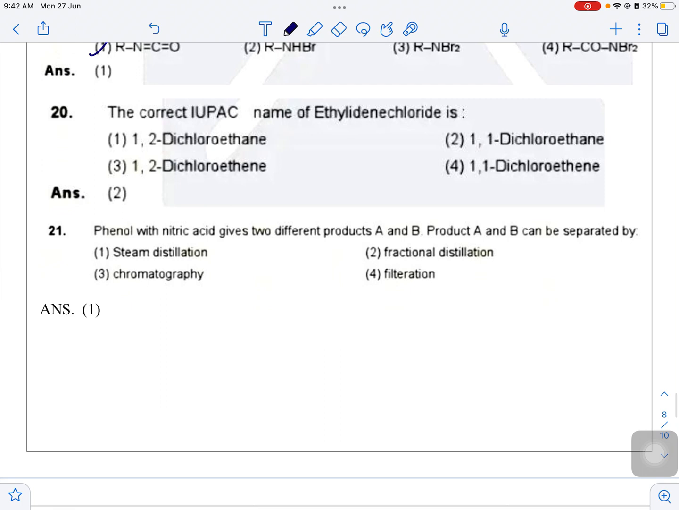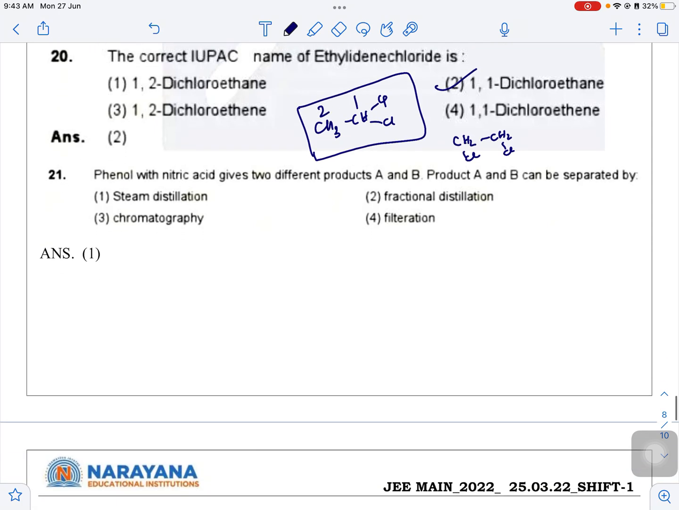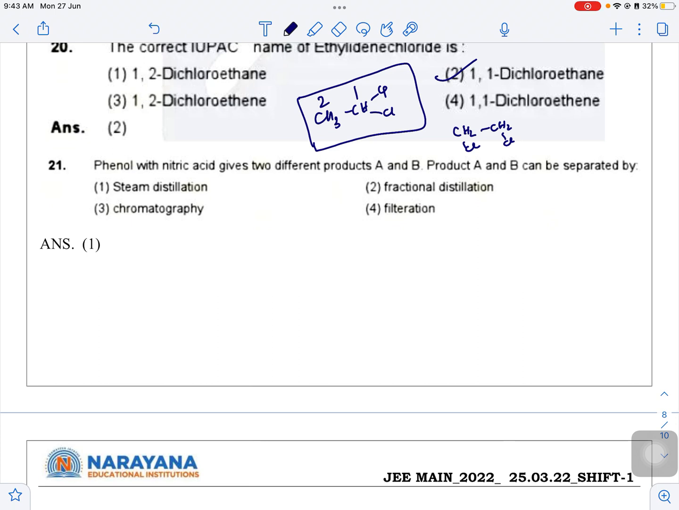The correct IUPAC name of ethylidene chloride. Ethylidene chloride is CH3CHCl2. Ethylene chloride is CH2Cl-CH2Cl. So ethylidene chloride is a geminal dichloride. You can see that it is 1,1-dichloroethane.